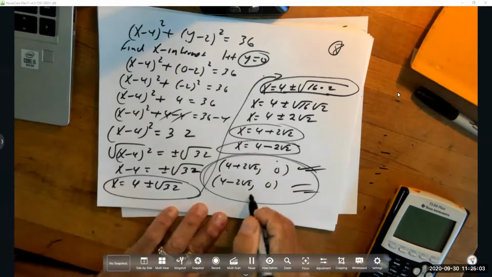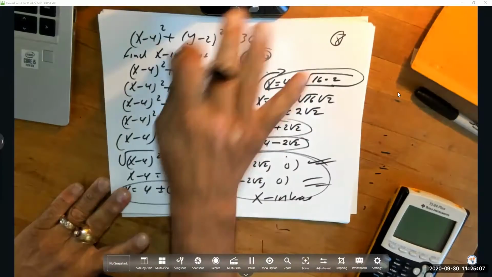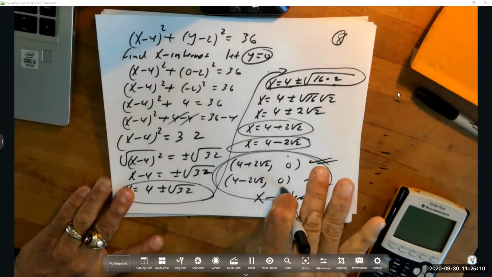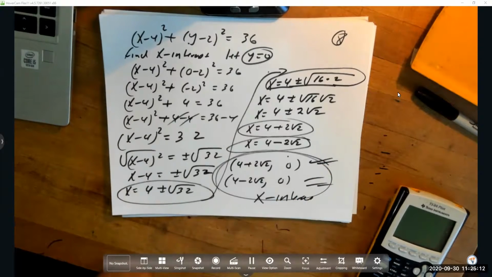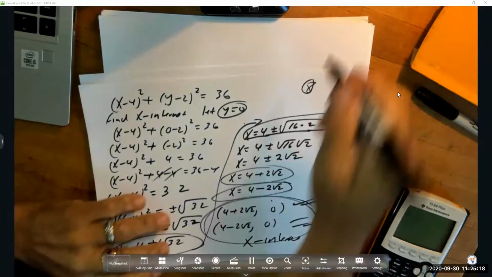These are called x-intercepts. So I got the x-intercepts, and of course they're going to ask for the y-intercepts too. I'll just show you. You can just look at these things again.